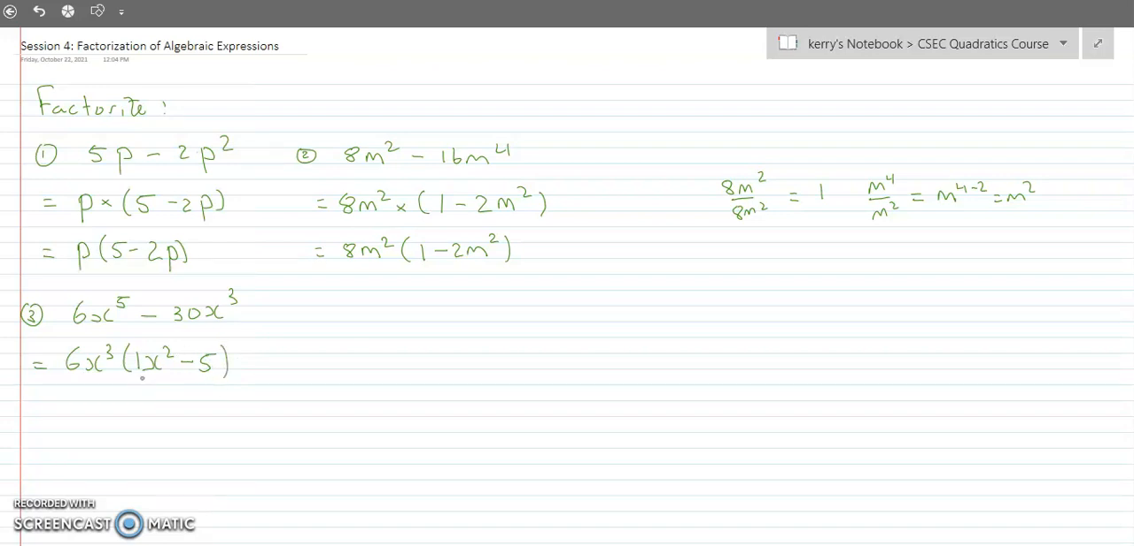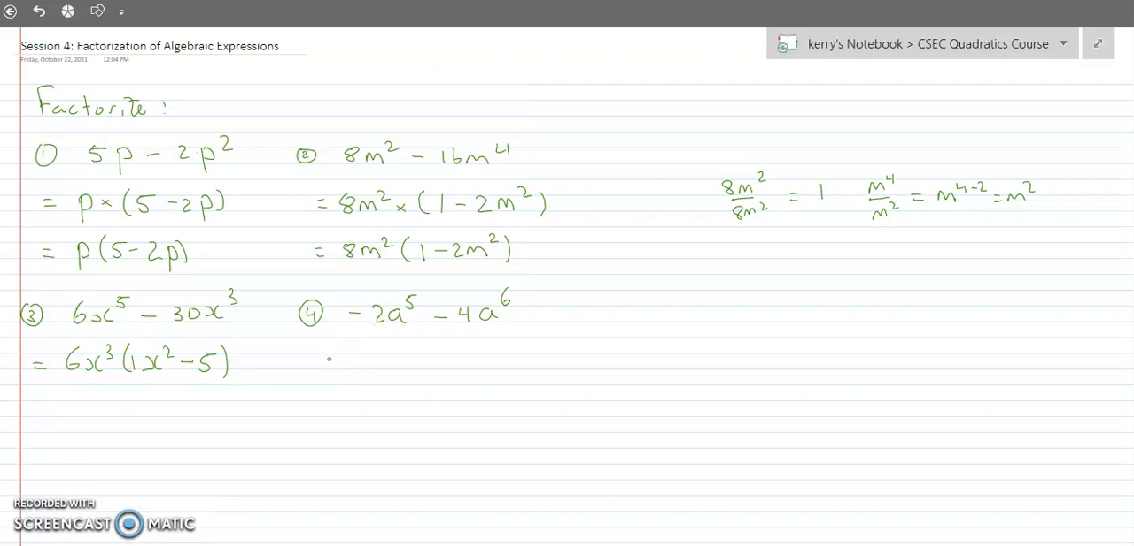1x squared minus 5. You also don't need this one here, but if you put it, it's fine. Right, number 4. Now be very careful with negatives. Let's go with negative 8a to the power of 5 minus 4a to the power of 7, 4a to the power of 6. Alright, so let's see what we'll get here.